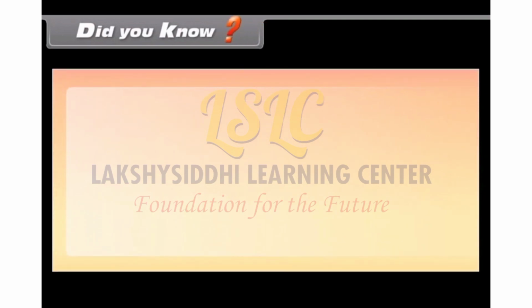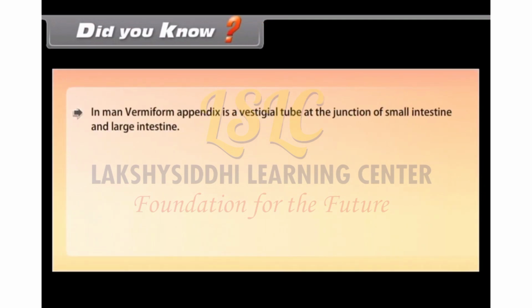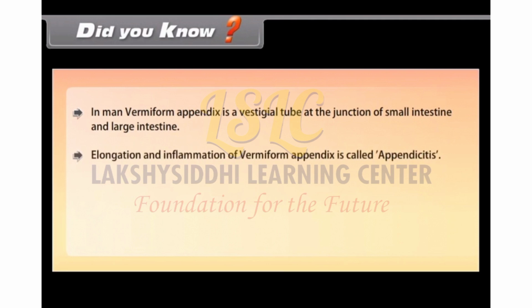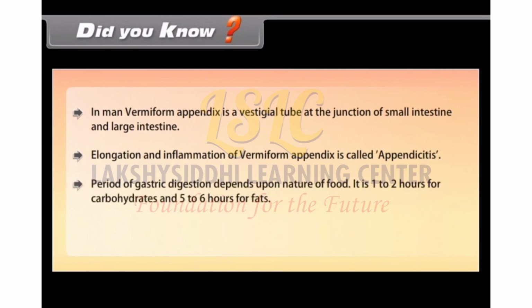Did you know? In man, the vermiform appendix is a vestigial tube at the junction of the small intestine and large intestine. Elongation and inflammation of the vermiform appendix is called appendicitis. The period of gastric digestion depends upon the nature of food. It is 1 to 2 hours for carbohydrates and 5 to 6 hours for fats.